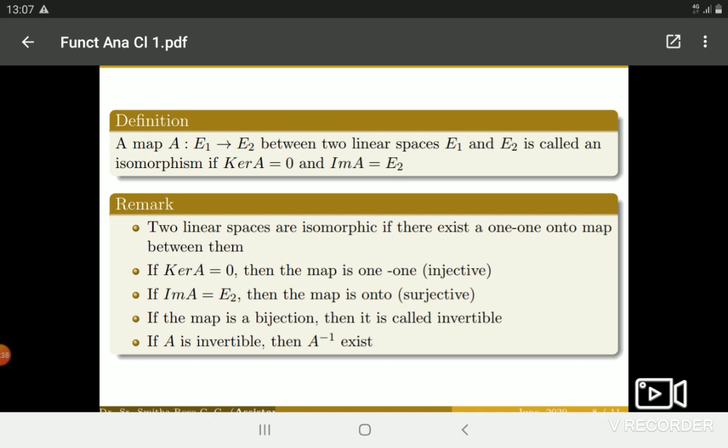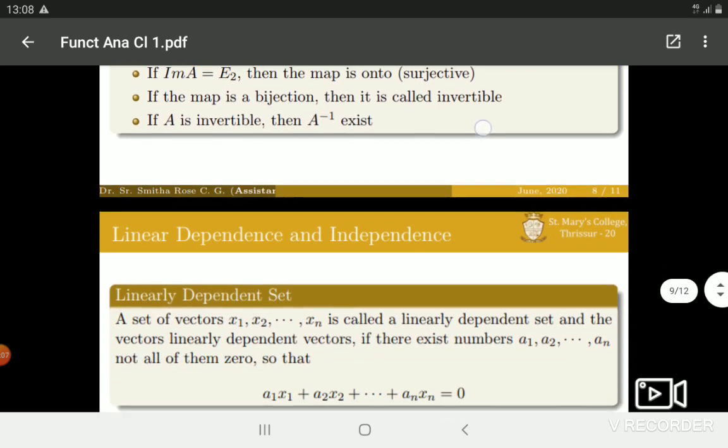Two linear spaces are isomorphic if there exists a one-to-one and onto map between them. If kernel A is equal to 0, then the map is one-to-one, or injective. If image A is E2, the map is onto, or surjective. If the map is a bijection, that is both injective and surjective, then that map is called an invertible map. If A is a linear map which is invertible, then obviously A inverse will exist.